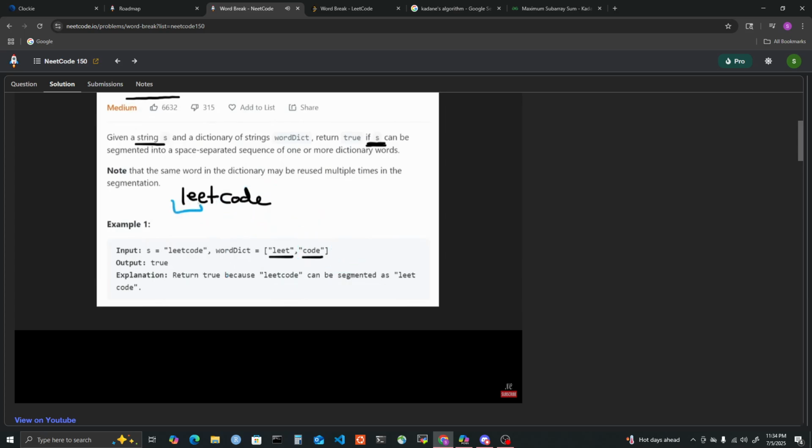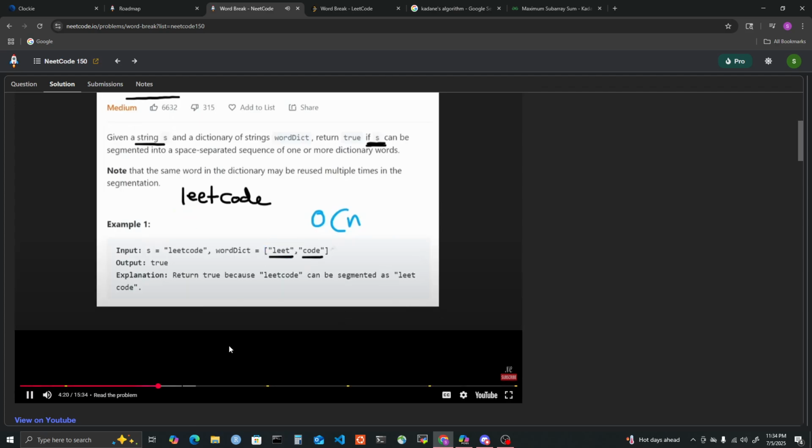So this is basically another way to do this problem. Instead of checking every single possible prefix of any length, we're going to be checking every single word in our word dictionary as the prefix. So instead of O of n times n, we're going to be doing O of n, because potentially we are going through every single starting position, but we're multiplying by the number of words in our word dictionary, which is, let's call it, m.